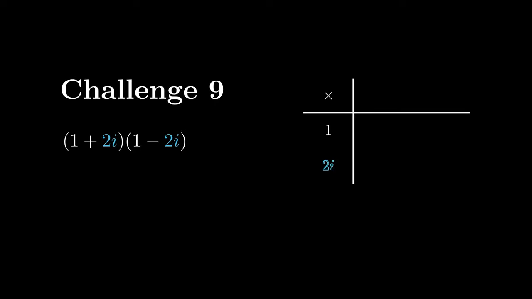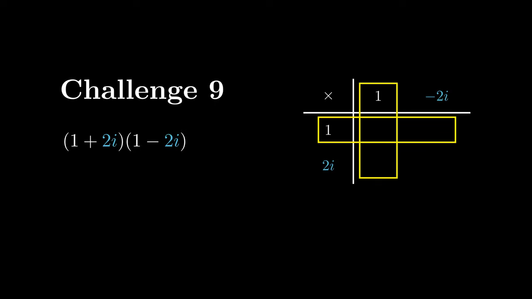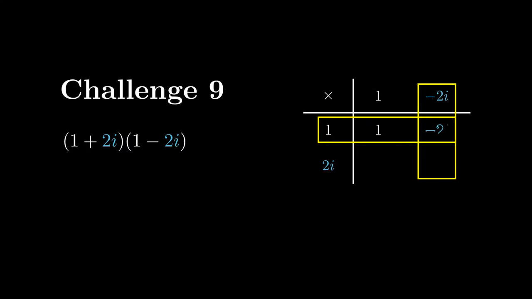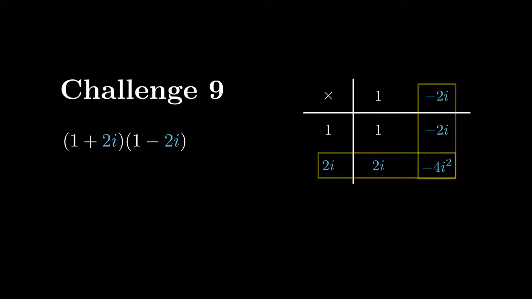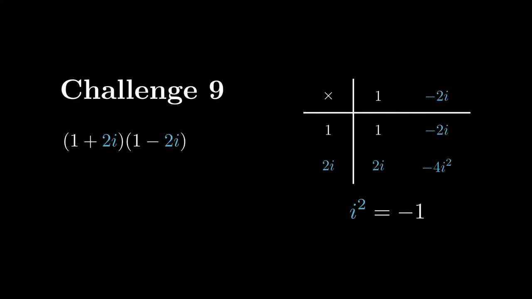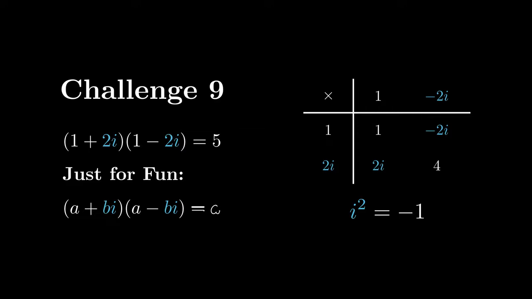Similarly, let's multiply 1 plus 2i by its conjugate 1 minus 2i. Let's apply term-wise multiplication, and the last cell equals negative 4 times i squared. Since i squared equals negative 1, this amounts to negative 4 times negative 1. This simplifies to positive 4. We are left with the number 5. In fact, the more general result of multiplying a complex number with its conjugate holds.